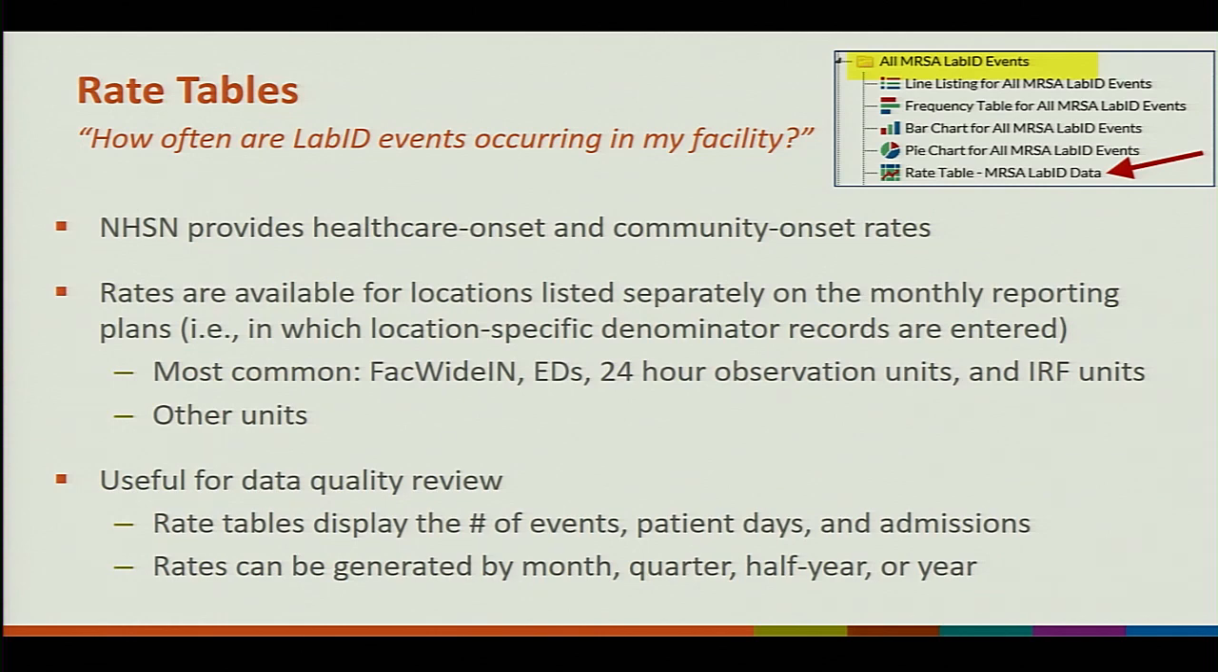However, if you do want to see rates for other particular units in your facility, we recommend you add those units to your monthly reporting plans and begin reporting that unit-specific denominator record. The rate tables are very useful for data quality checks. They will display the number of events, the number of patient days, and the number of admissions. And again, these can be generated monthly, quarterly, half year, or for an entire year.